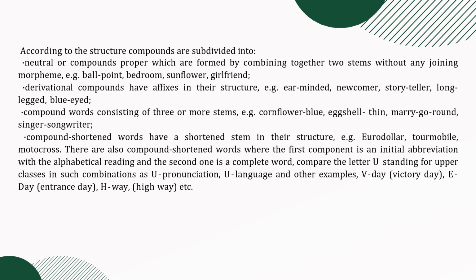According to the structure, compounds are subdivided into neutral or compounds proper, which are formed by combining together two stems without any joining morpheme. Derivational compounds have affixes in their structure, for example, ear-minded, newcomer, storyteller, and so on. Compound words consisting of three or more stems, for example, cornflower blue, eggshell thin, merry-go-round, etc. Compound shortened words have a shortened stem in their structure, for example, motocross, and so on.